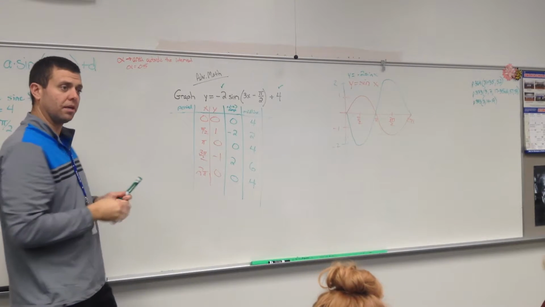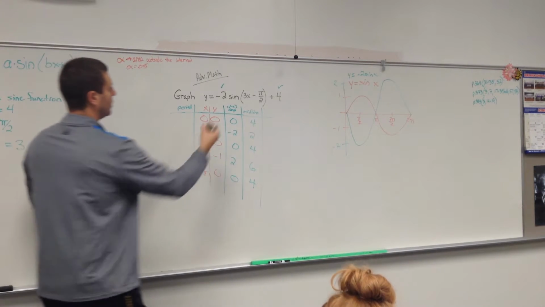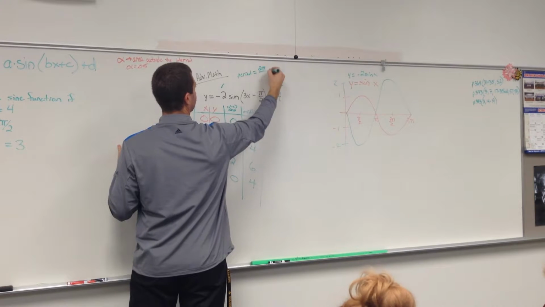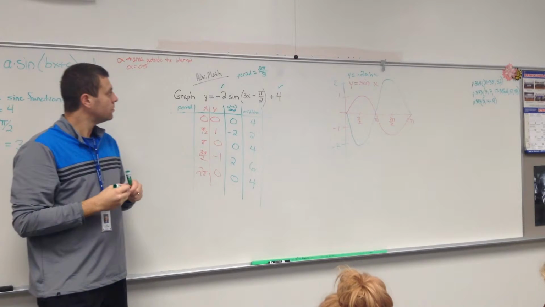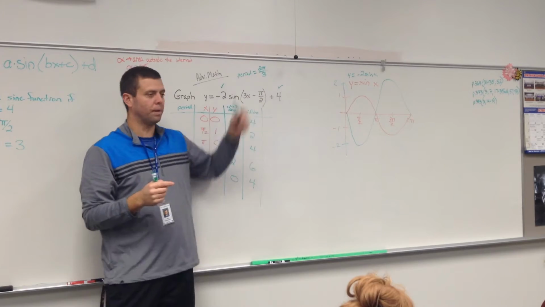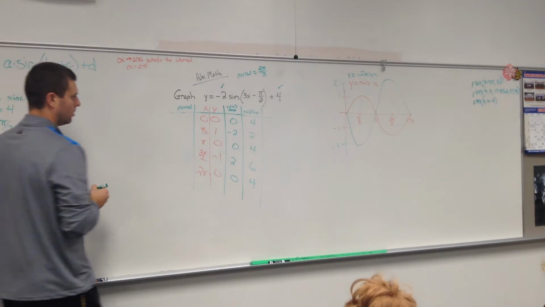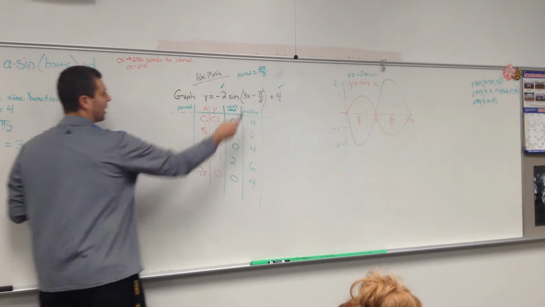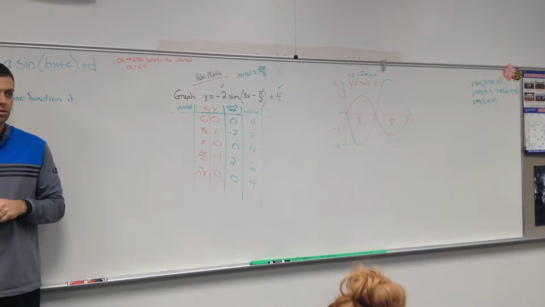How do I determine the period again? 2 pi divided by b. So in this case, the period will equal 2 pi divided by 3. So in other words, it's going to complete one cycle, one wavelength, in 2 pi over 3 units, 2/3 of a pi units. So what do I need to do to my x values then to make sure I complete one period in 2 pi over 3 units?